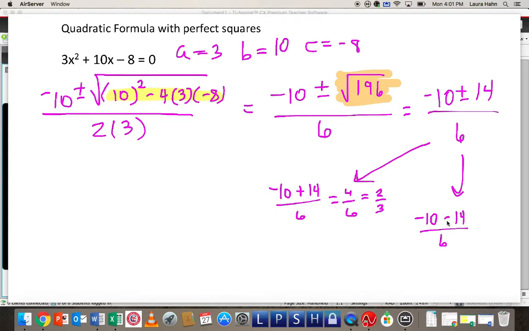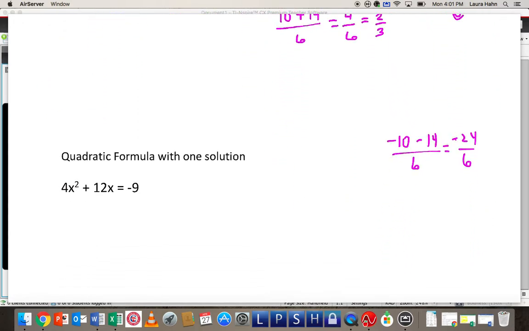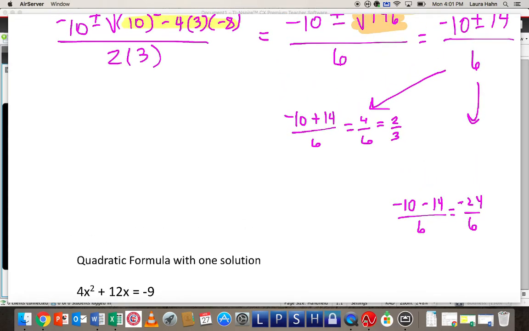So if I have a negative 10 and I subtract 14, that's going to give me a negative 24. And divide by 6. Well, I know negative 24 divided by 6 is a negative 4. So I have two solutions. One of my solutions is 2/3, one of my solutions is negative 4. So what that means is my parabola will touch the x-axis at 2/3 and at negative 4. So you can write your answer like this.